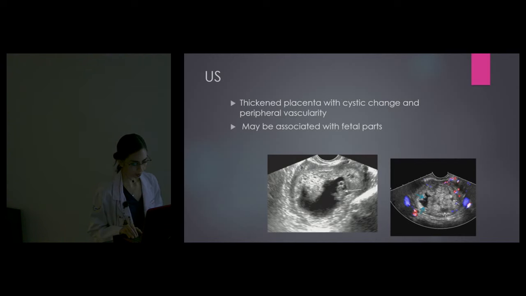This image from a transvaginal scan shows an enlarged uterus with a yolk sac and an alive 8-week embryo. And on the right image, we can see a color Doppler ultrasound with an enlarged placenta with multiple cystic spaces that are consistent with hydropic villi.